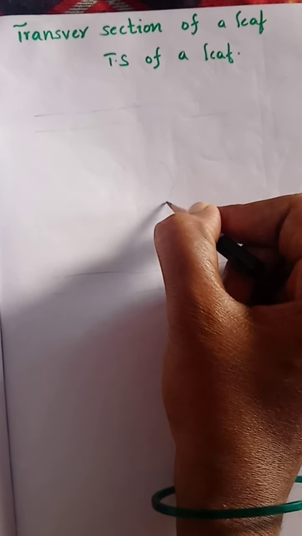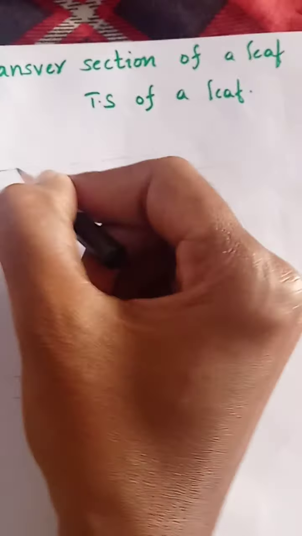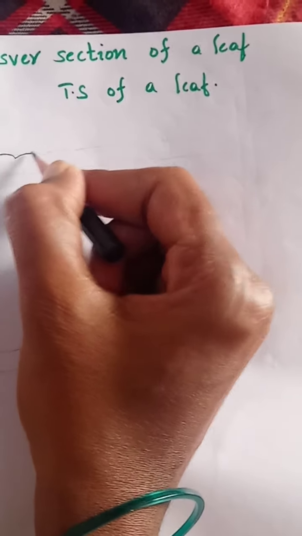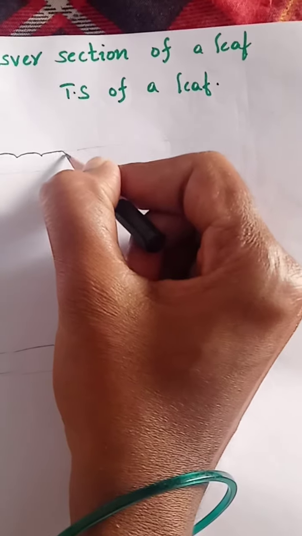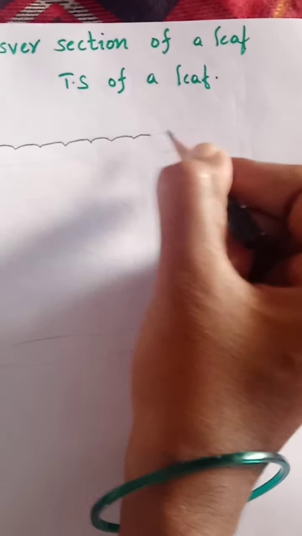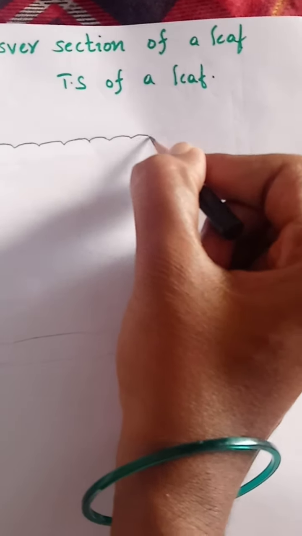Don't draw dark, because if you do, again we need to rub the diagram. Don't use more scales and pencils for all these diagrams. If you are drawing it, it should be faint. No need of rubbing it twice, thrice, like this.